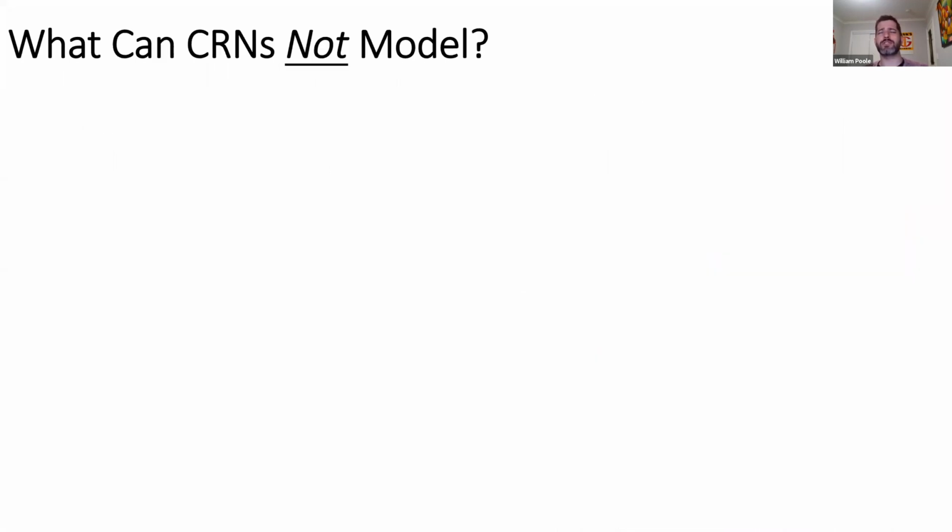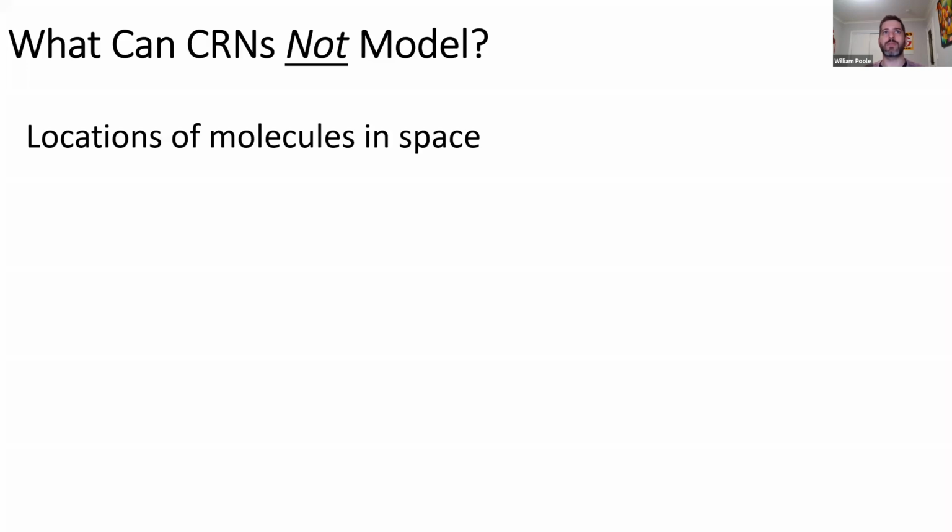Now, I've shown that CRNs can model deterministic concentrations and stochastic counts of species. What can they not model? I think this is very important to know if CRNs are the right thing for your system. They can't model locations of molecules in space.